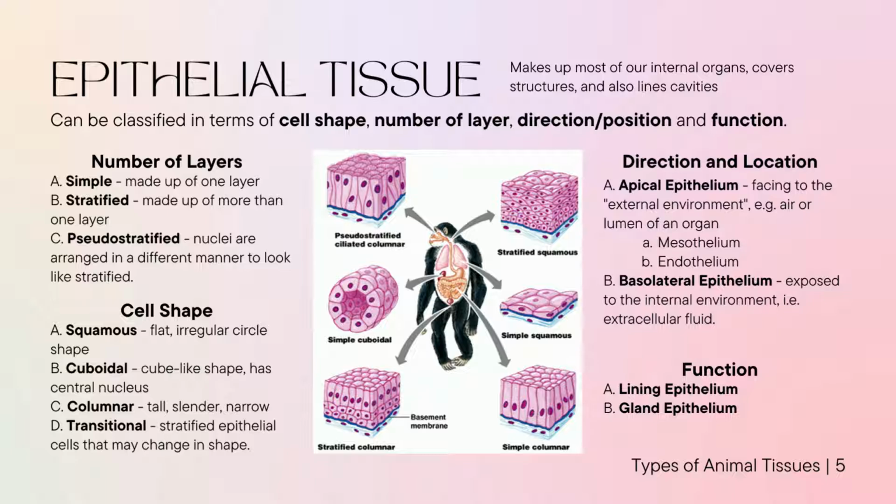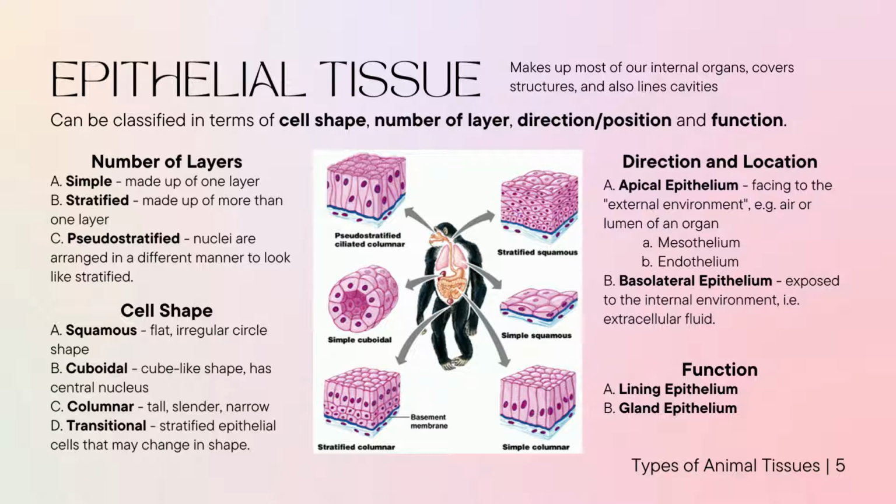Mesothelium originates from the mesoderm, and it is the epithelium that covers most of our internal organs: the pleura, which is for the lungs and the respiratory tract, the pericardium, which is the heart, and the peritoneum, which is our gastrointestinal organs. So mesothelium covers these visceral organs inside our major body cavities. Endothelium is another type of apical epithelium, which is found in our blood vessels, in the arteries, capillaries, and veins.